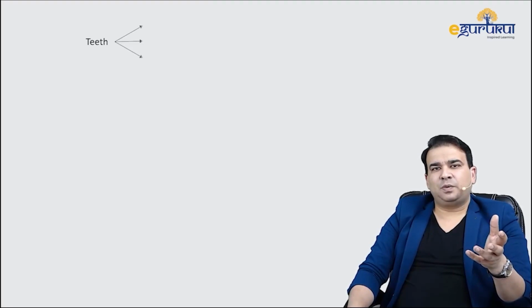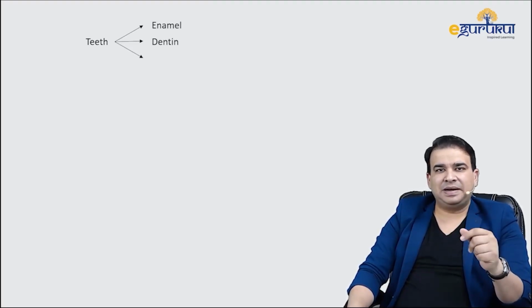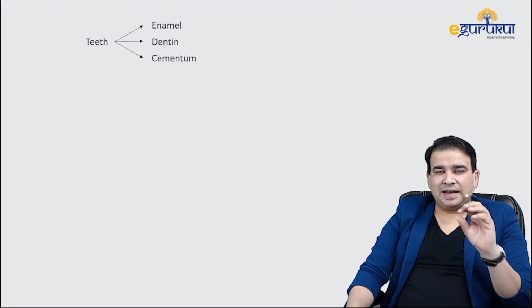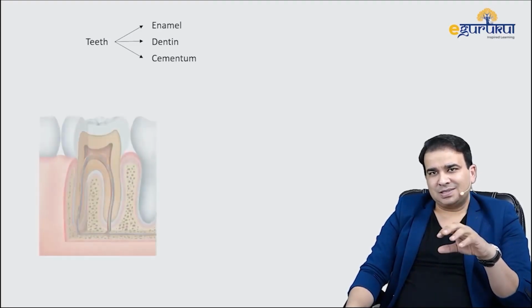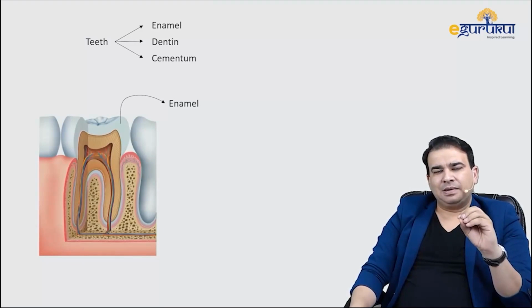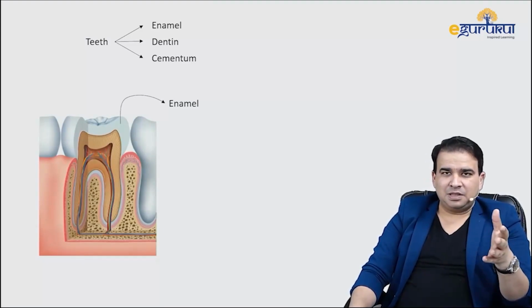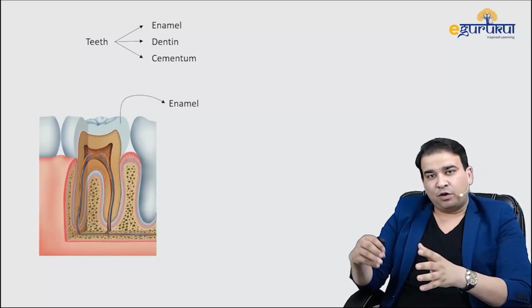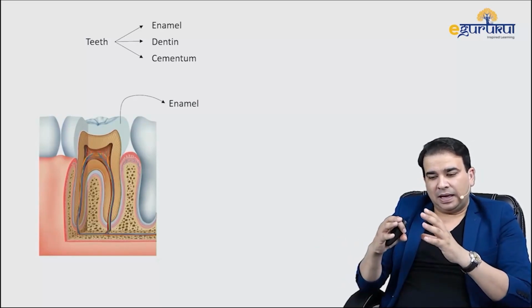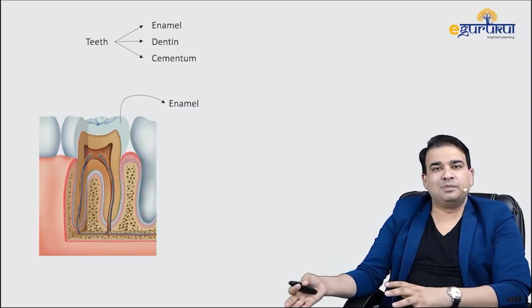So let's talk about the teeth. The teeth we can broadly divide into 3 layers: the enamel, the dentine and the cementum. And because we are talking about the lining epithelium, let us focus only on the enamel part. Now, as you can see in this picture, the reason I want to tell you about the enamel is in the lining epithelium, because unlike bone, which is derived from the connective tissue, the enamel is actually derived from the mineralization of the epithelium only.